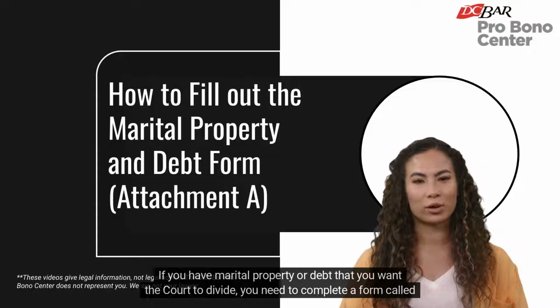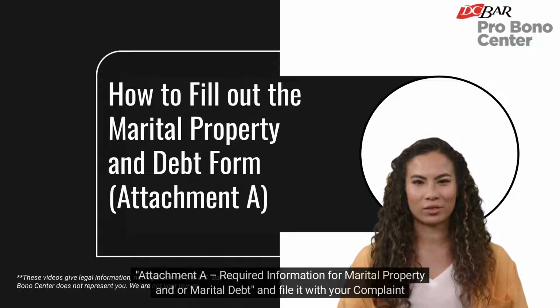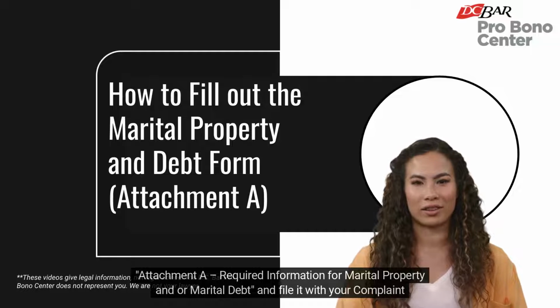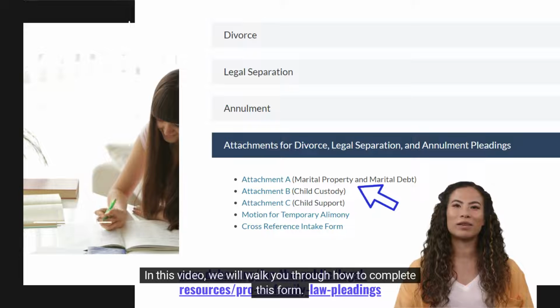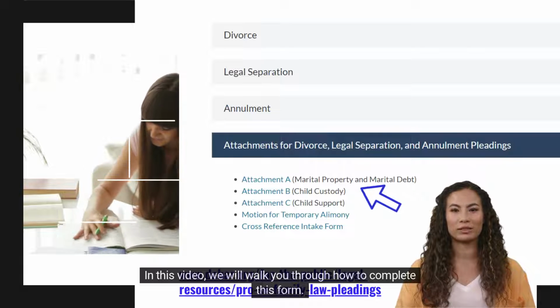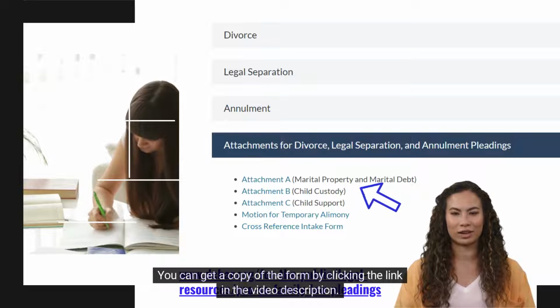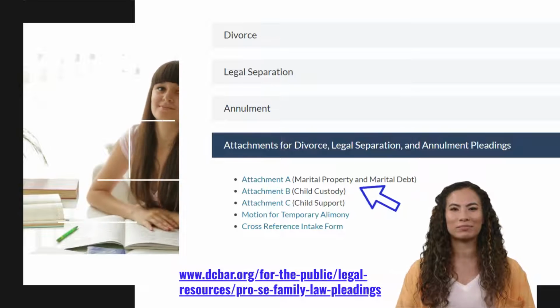If you have marital property or debt that you want the court to divide, you need to complete a form called Attachment A, Required Information for Marital Property and/or Marital Debt, and file it with your complaint for divorce. In this video, we will walk you through how to complete this form. You can get a copy of the form by clicking the link in the video description. Now that you have the form, we can get started.